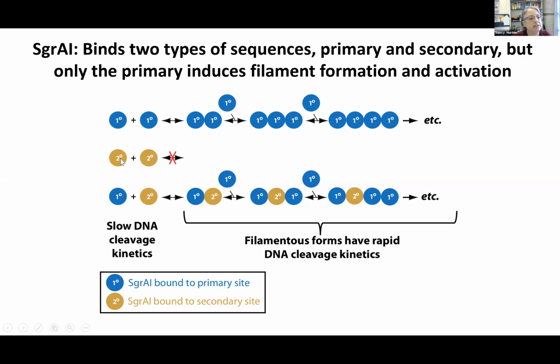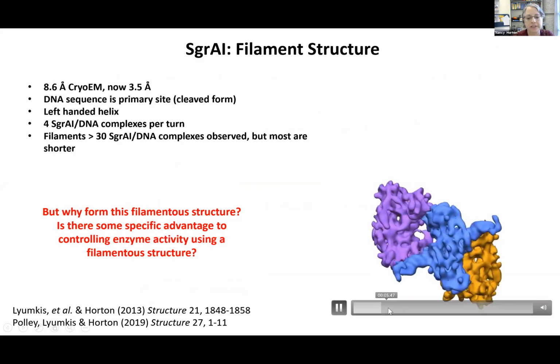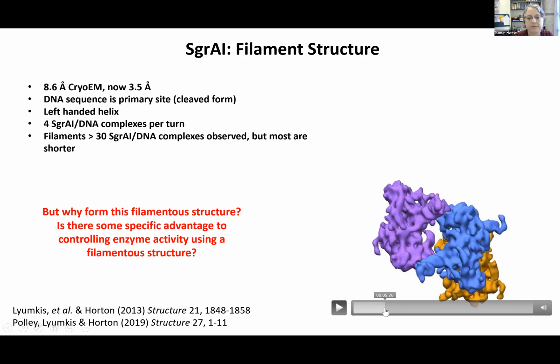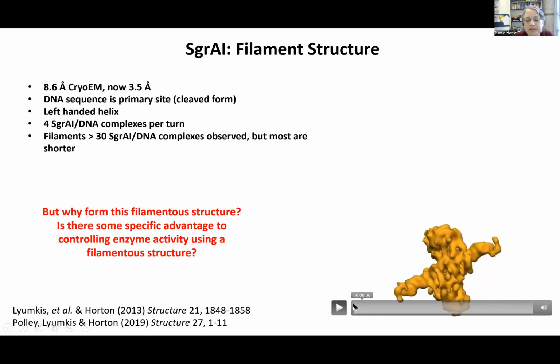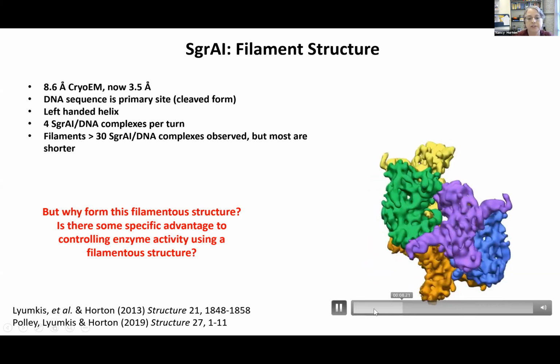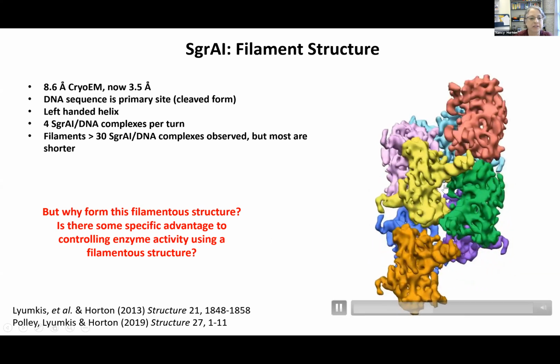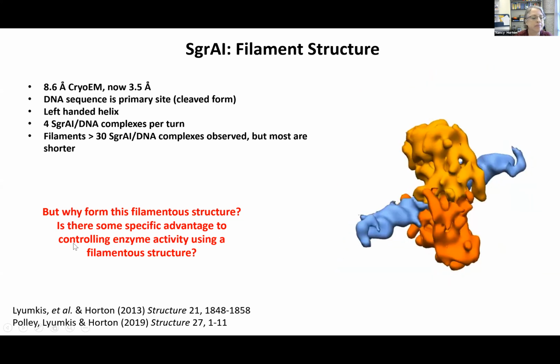Incidentally, I should have mentioned that SgrAI binds to secondary site DNA with really high affinity, nanomolar affinity, but does not cleave it until it's in the filament form. So we determined the structure of the filament in collaboration, now at 3.5 angstrom resolution. My lab determined the crystal structure of the enzyme, and it looks like other type 2 restriction endonucleases. It's a homodimer that binds to 1 duplex of DNA. And we found that the filament is a left-handed helical filament with about 4 copies of the enzyme per turn. These can grow quite long, 30 or more copies of the enzyme.